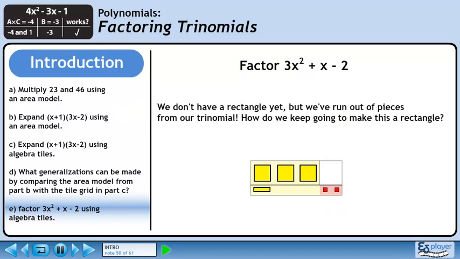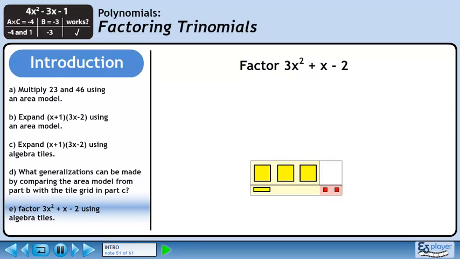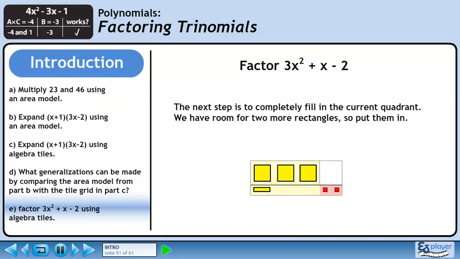We don't have a rectangle yet, but we've run out of pieces from our trinomial. How do we keep going to make this a rectangle? The next step is to completely fill the current quadrant. We have room for 2 more rectangles, so put them in. Place 2 yellow rectangles in the lower left quadrant along with the first yellow rectangle.